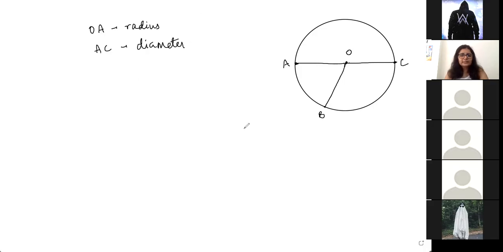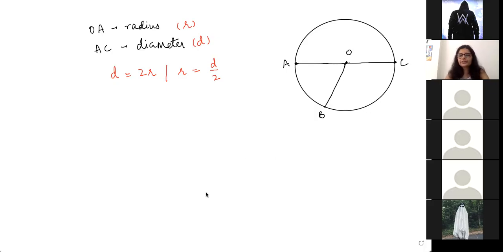What is the relation between radius and diameter? If we call radius R and diameter D, what is the relation between R and D? D equals 2R. Or as somebody said, you can say R equals D by 2. Okay, diameter is double of the radius. Ho gaya. Sarah has mentioned chord.